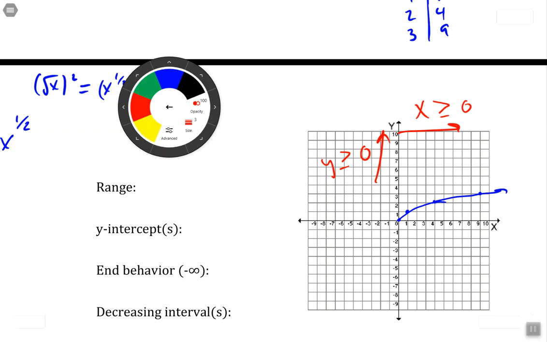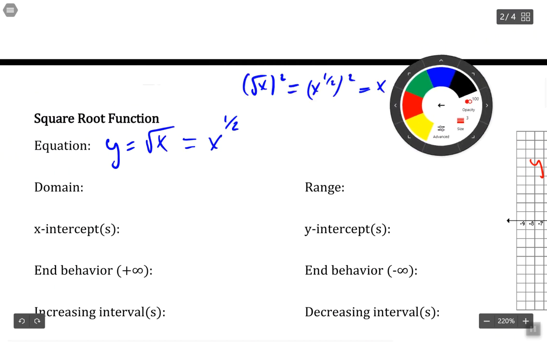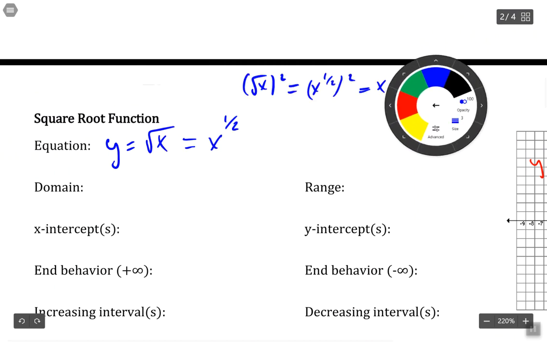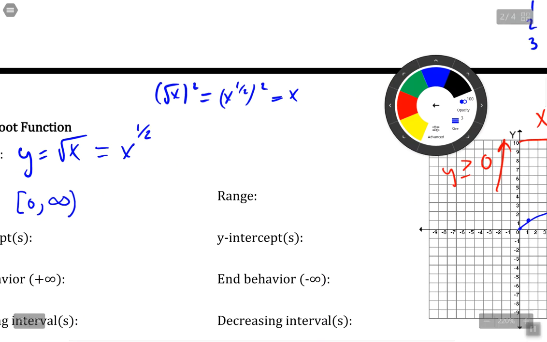So how do we write that? How do we write when we're including 0? 0 is valid. How do we include a valid point when we're starting our interval? We want interval notation. The bracket. So it's going to be bracket 0, comma, infinity, and then parentheses for infinity, right? What's the range? Same darn thing. Easy to remember.